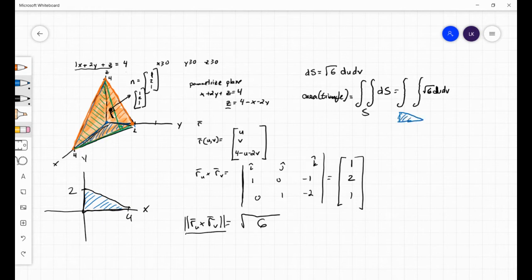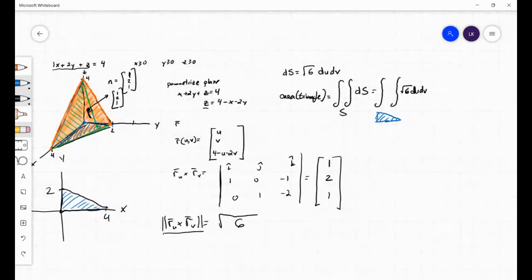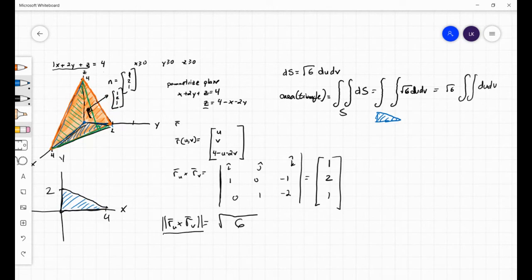So you could parametrize it. That's not a problem. But you could also say that, okay, if I integrate du dv over that triangle, I would just get the area of that triangle. So that would be half base times height, so that would be 4. Okay, so there you go.